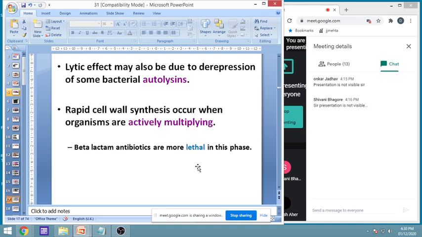This lytic effect may also be due to de-repression of some of the bacterial autolysins. Autolysins are their own chemicals. Rapid cell wall synthesis occurs when organisms are actively multiplying. Every time during their multiplication, penicillin will be taken up and incorporated, and thus it becomes bactericidal activity. So they are more lethal in this phase, when rapid development is going on.